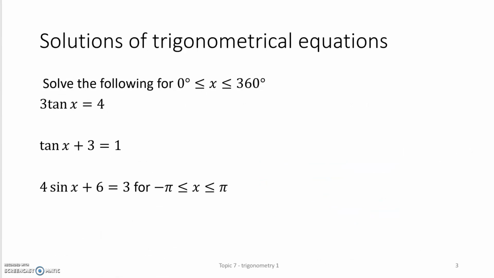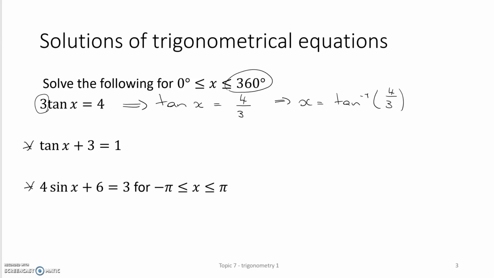That's a pictorial question, but you also need to be able to do actual algebraic trigonometrical solutions. Let's have a look at the first one. Now I will do the second one and the third one in class, but look at the first one. Now if it's an ordinary equation, we need to get rid of that 3. So tan x equals 4 over 3. So then we can say that x equals tan inverse of 4 over 3. Now we're in degrees, so that'll give us the answer of 53.1.